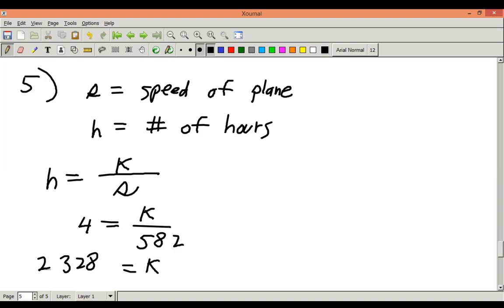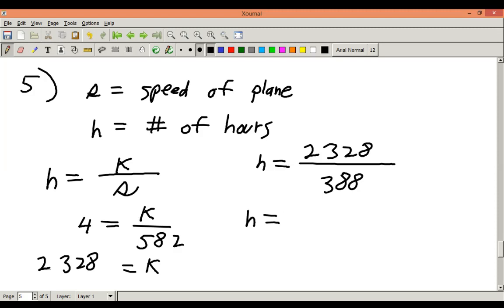Okay, let's put that K back into our equation that we started with. So we have H equals 2,328. That's the constant we just calculated, divided by the speed. We have a new speed, so 388. So the plane has slowed down. So again, we're going to expect that the number of hours will increase to make that trip. So if you just divide those two numbers, you'll get H equals 6. And that is longer than the 4 hours we had at a higher speed. So don't forget your label, 6 hours.